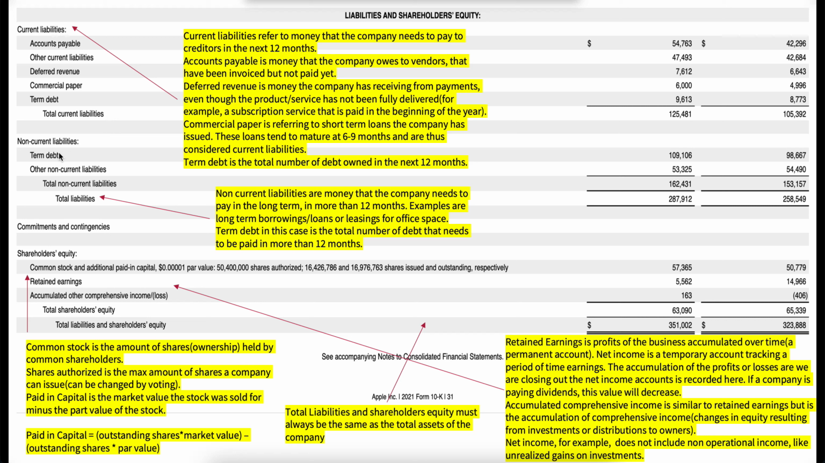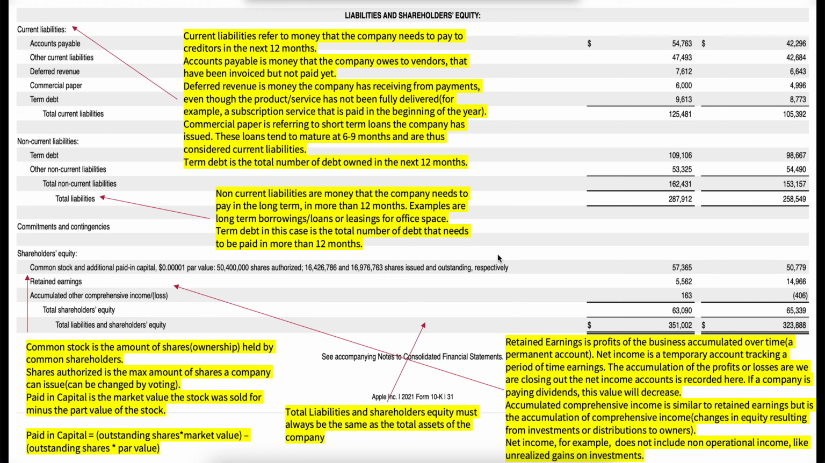And term debt, as you can see here, is similar to the marketable securities we examined earlier for the assets. It can also be long-term, as you will see, and it needs to be paid in more than 12 months. It's more like long-term debt. Non-current liabilities is money that the company needs to pay in the long term, so more than 12 months. It doesn't have to be paid shortly. Examples could be long-term borrowings or loans, or for example, leasings for office space, which can be quite lengthy, like many years. And this will be a non-current liability.